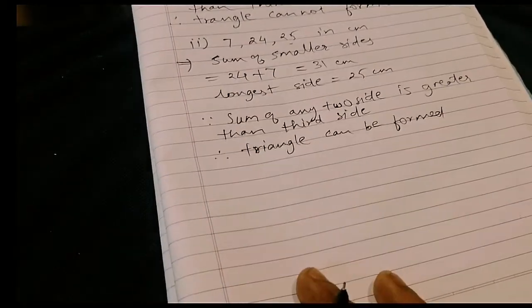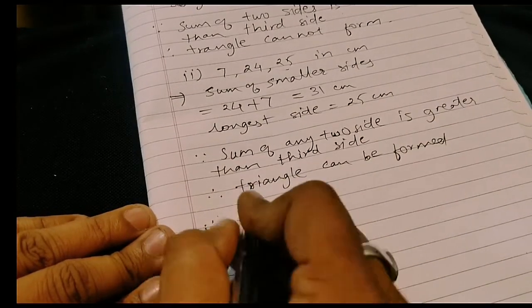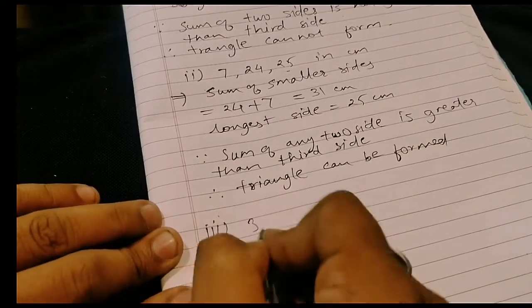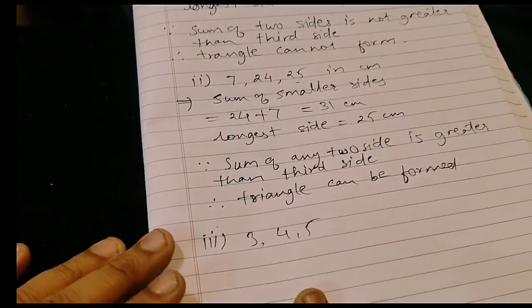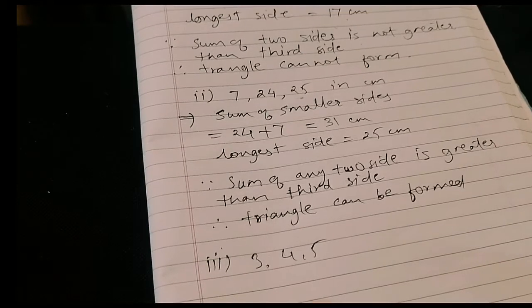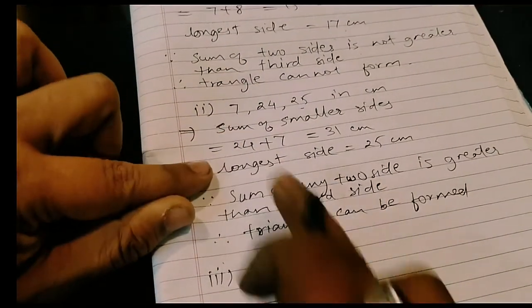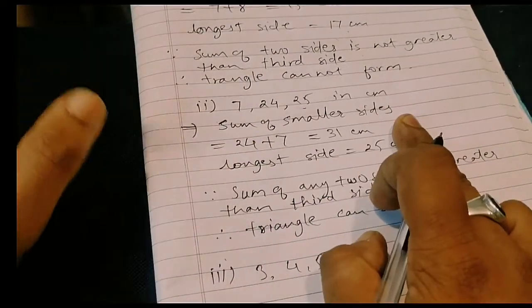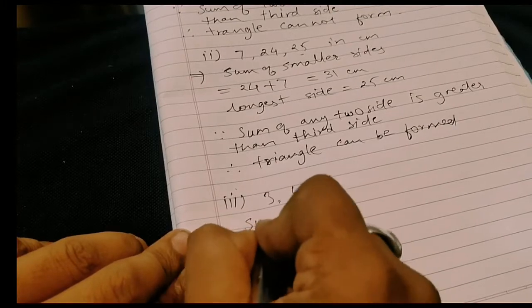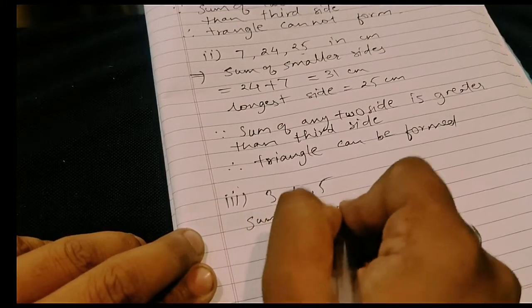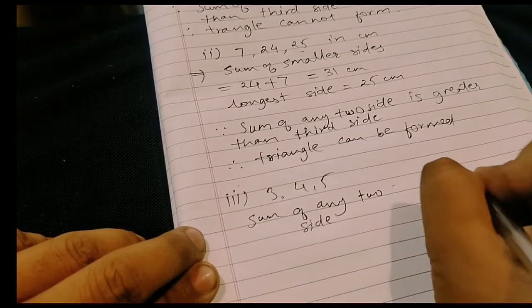Okay, so I'll have one shorter example from my side, and let's see whether you can understand it or not. 3, 4 and 5. In this example, I'll be informing you why sir has chosen only the sum of the smaller sides to get the answer first. Here, sum of any two sides and third side.